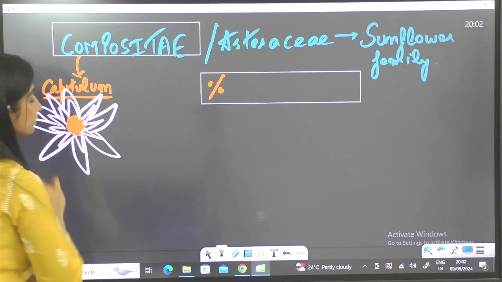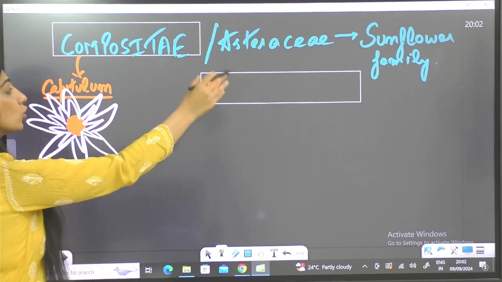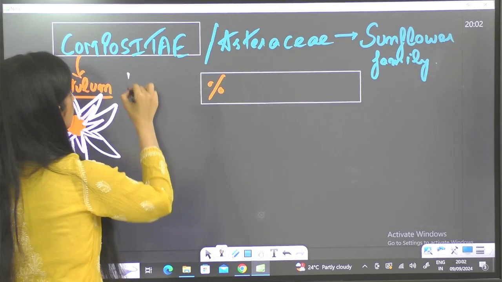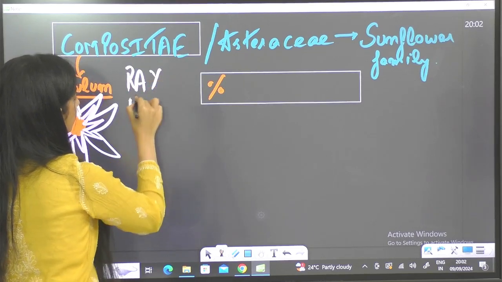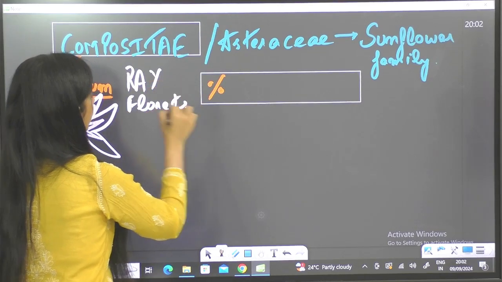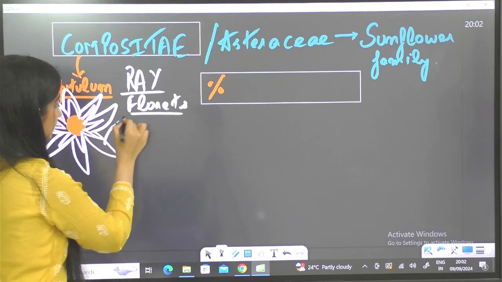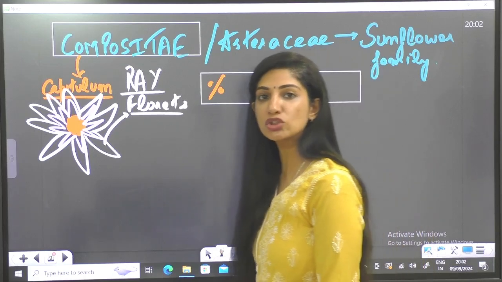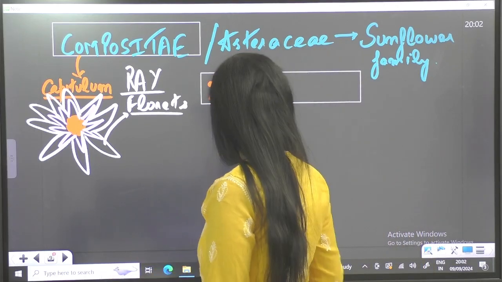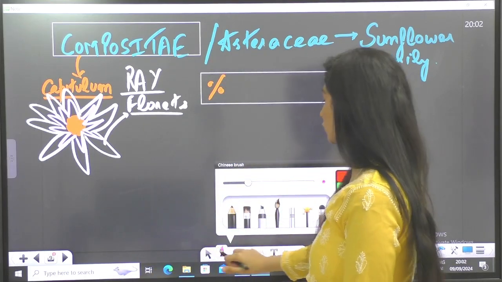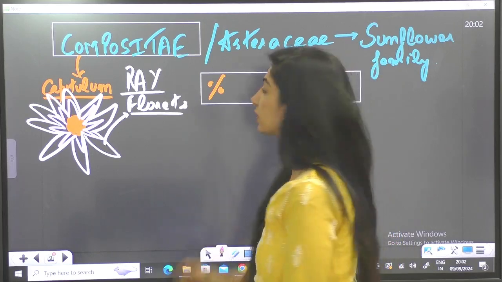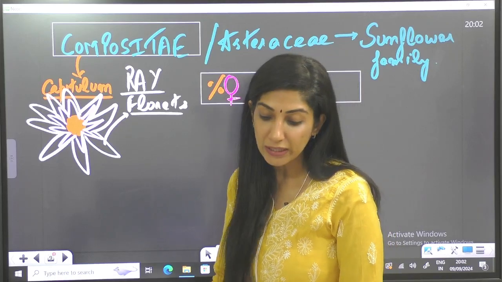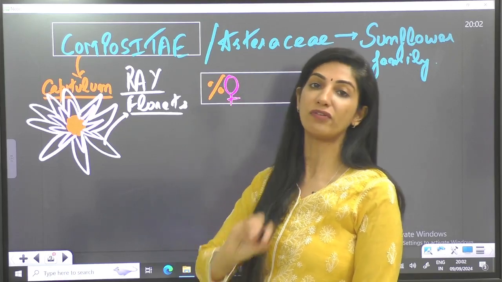So now when you do the floral formula, you are going to do it individually. First for the ray florets. You will start with the ray florets, these white ones here. Now for ray florets, the diagnostic feature, where he can ask a question, is that these are pistillate flowers. That is, they are unisexual female flowers.